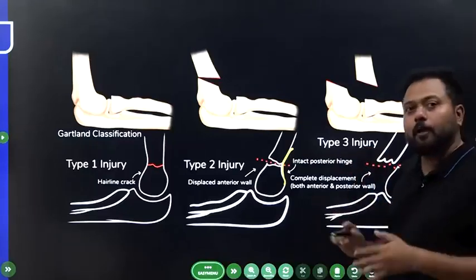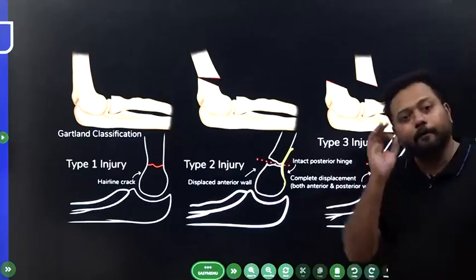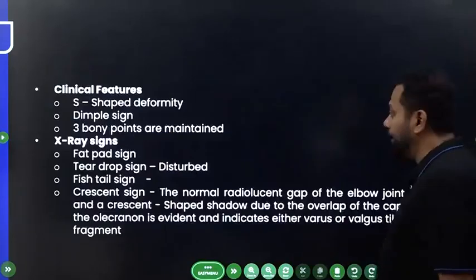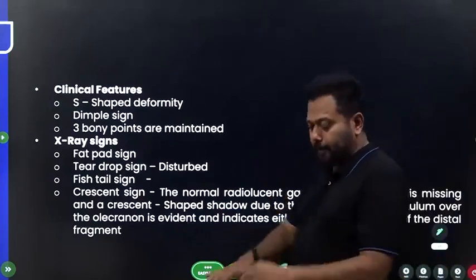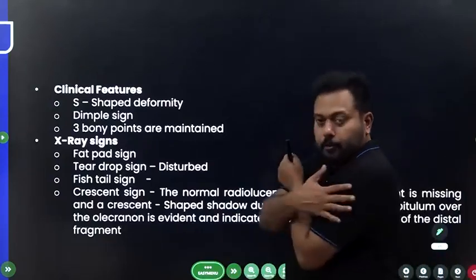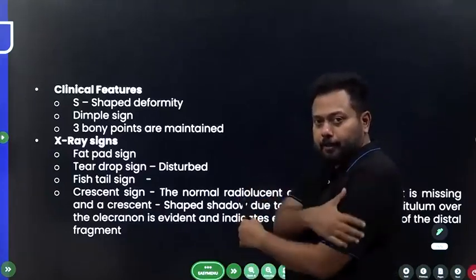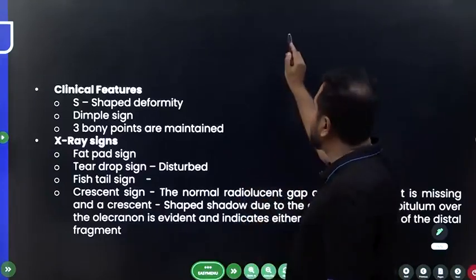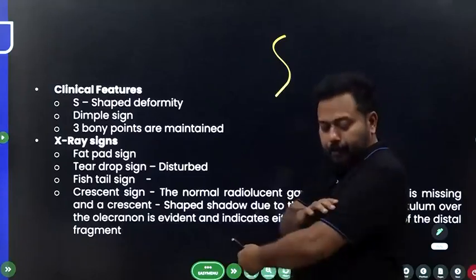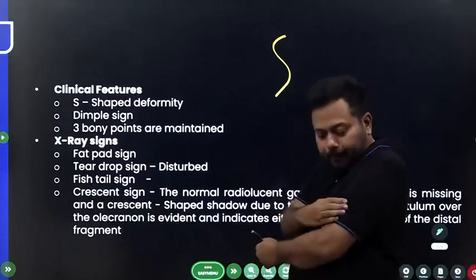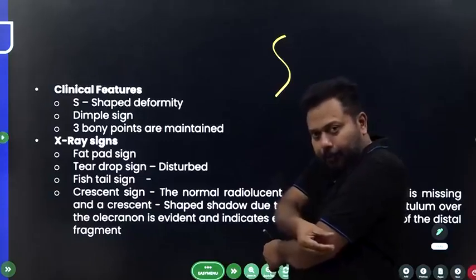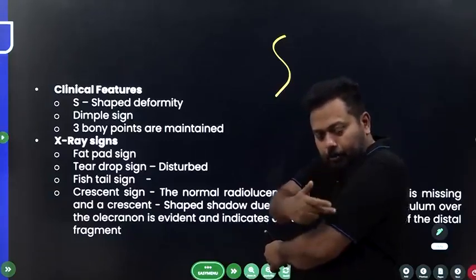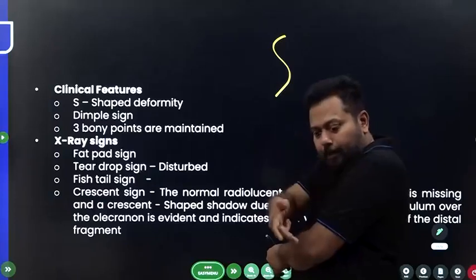Okay, so this is called Gartland classification. Only when we know the classification, we can plan for the management. And what are the clinical signs of supracondylar fracture? Just make the baby sit down in a stool, expose the dress, just see the arm. Arm will be having an S-shaped arm, because the proximal fragment is displaced anteriorly, the distal fragment is displaced posteriorly. That's called extension type. So when you see the arm, it will be S-shaped.